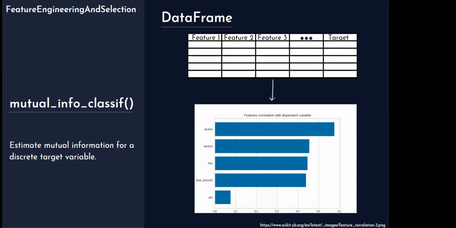If it was a classification problem, then we would have used the mutual info classif method. We use mutual info classif to measure the dependencies between the variables, and we only consider the top features in this graph. Next one.